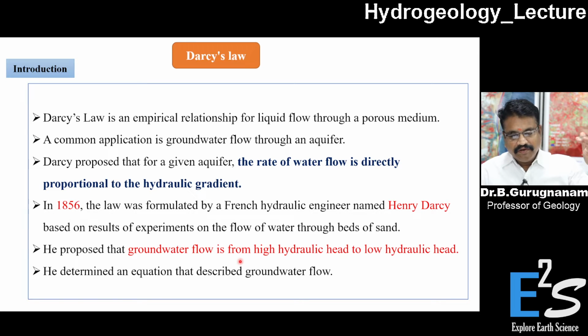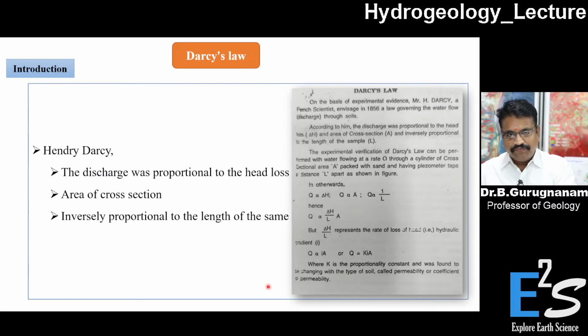From the high head, what does it mean? It means that if water comes from the top after rainfall, the atmospheric or meteoric water slowly gets down and moves, not exactly vertically down. Sometimes it will pass in the head, which is also called falling head. He determined the equation that describes the groundwater flow.